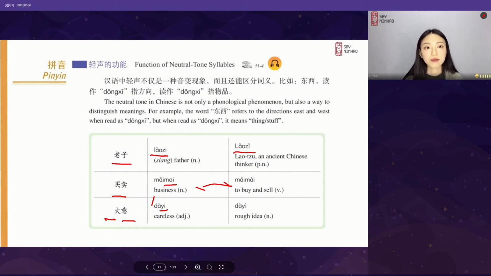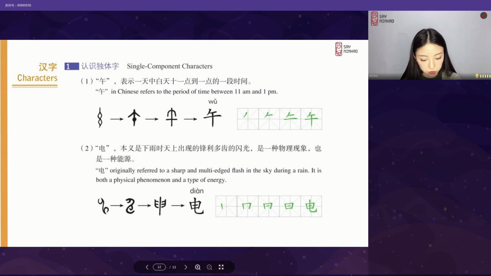The words have similar pronunciations. So please don't read everything as neutral tone, because the pronunciation can lead to different meanings. This is the function of the neutral tone.